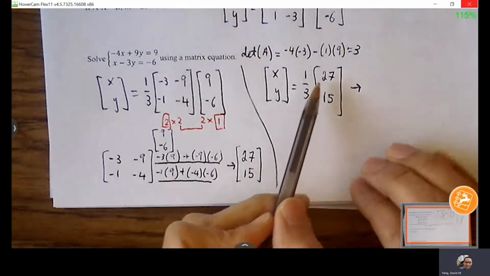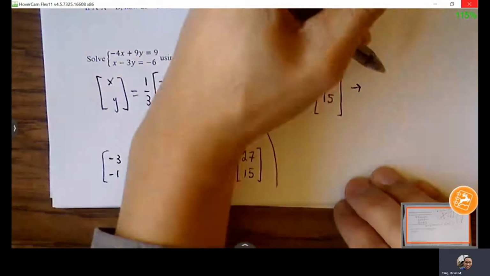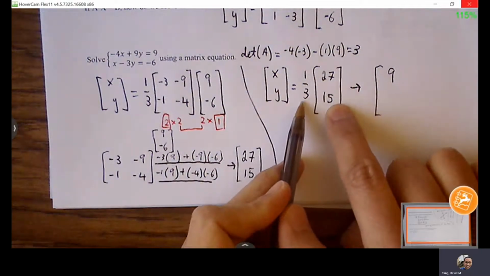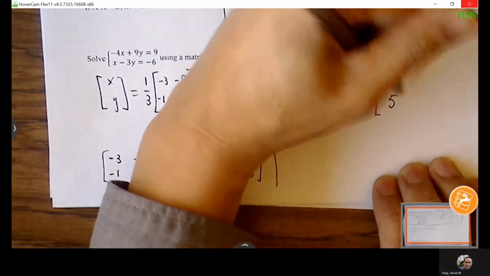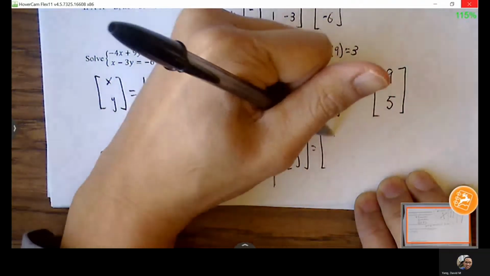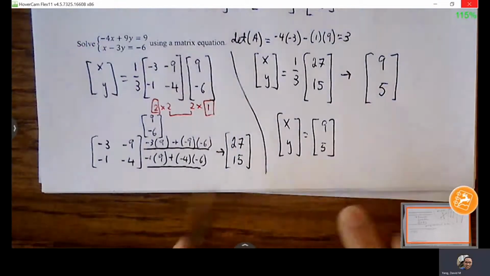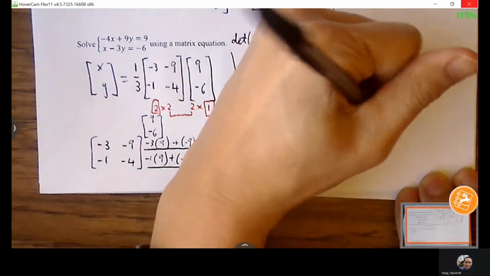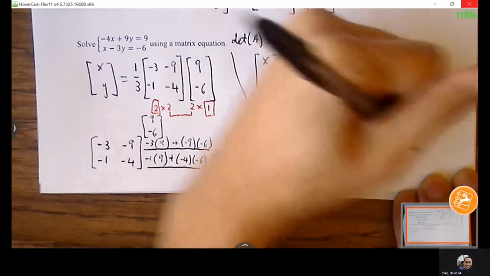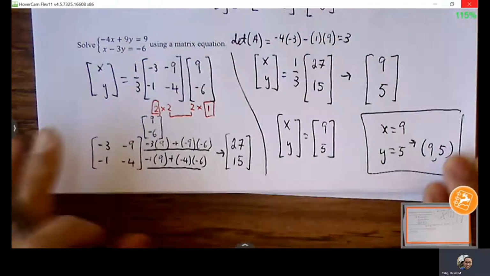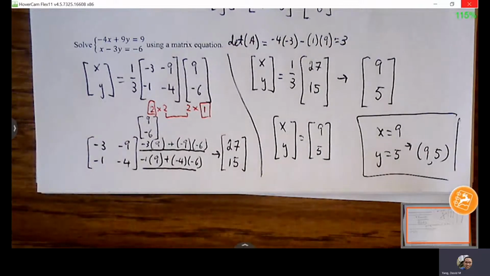Multiply the 1/3 through every element. 27 divided by 3 is 9. 15 divided by 3, 15 times 1/3, is 5. Okay, we match the elements here. X is equal to 9, Y equals 5. All right, same results as using the algebraic elimination method.